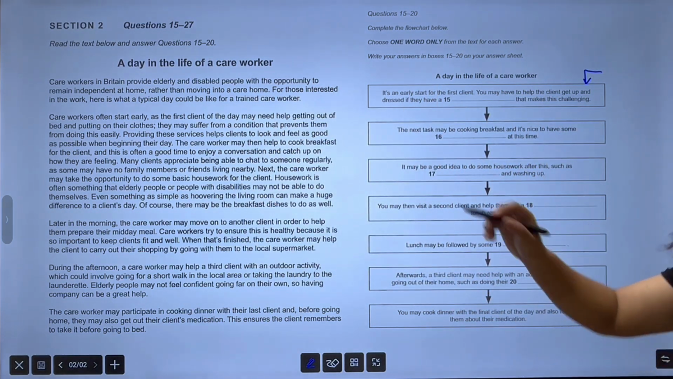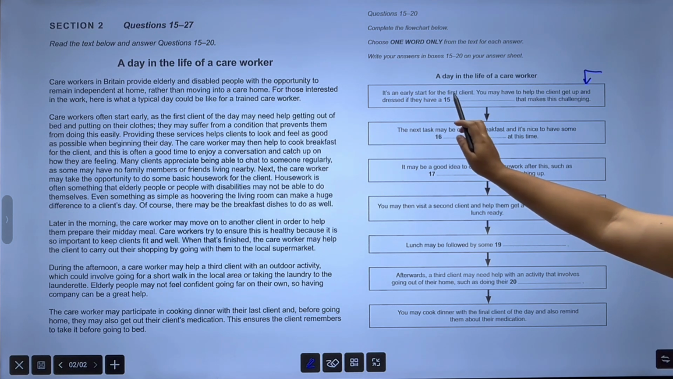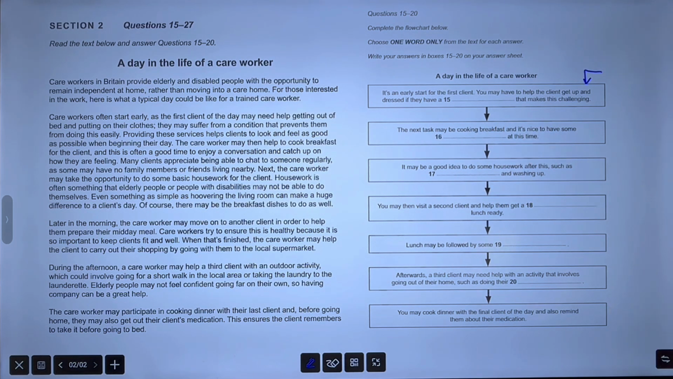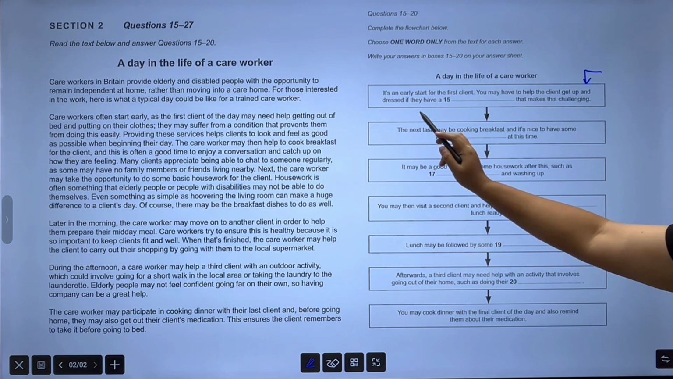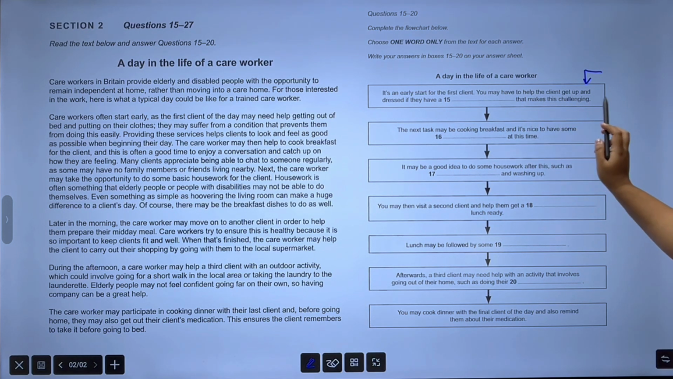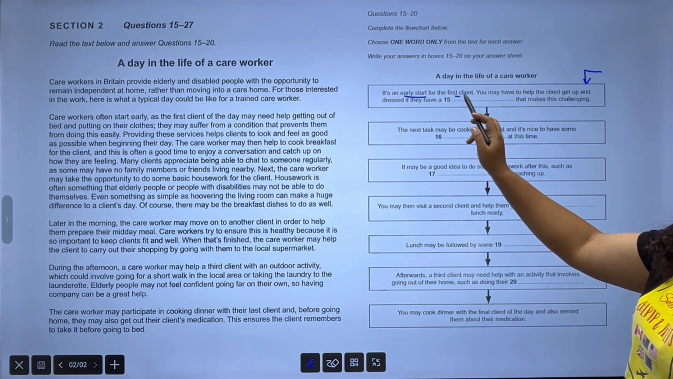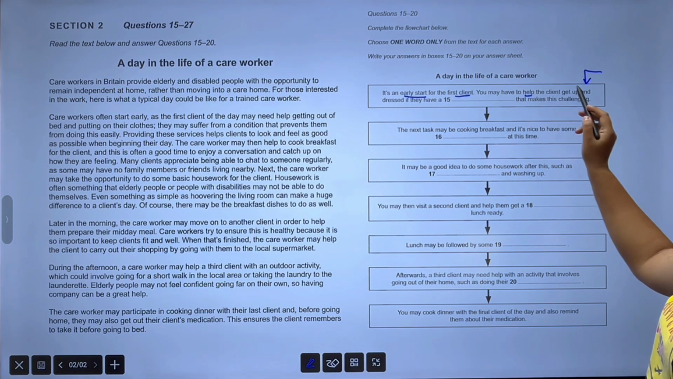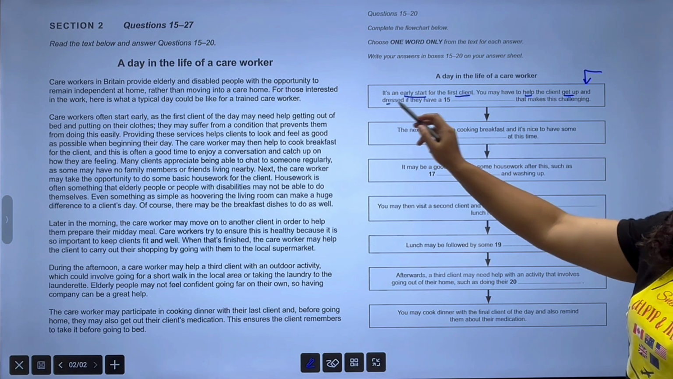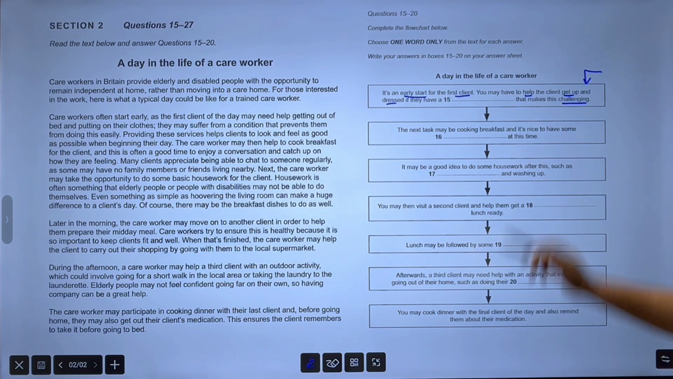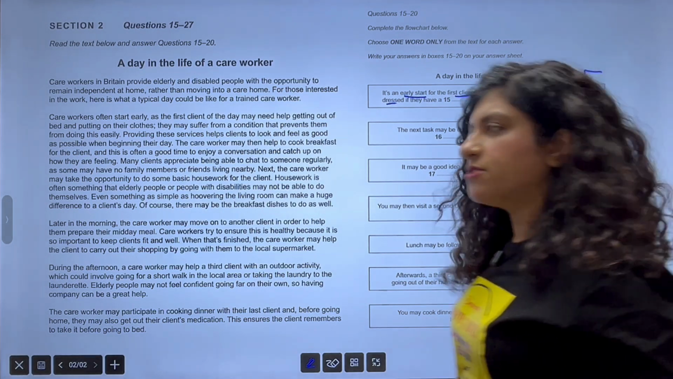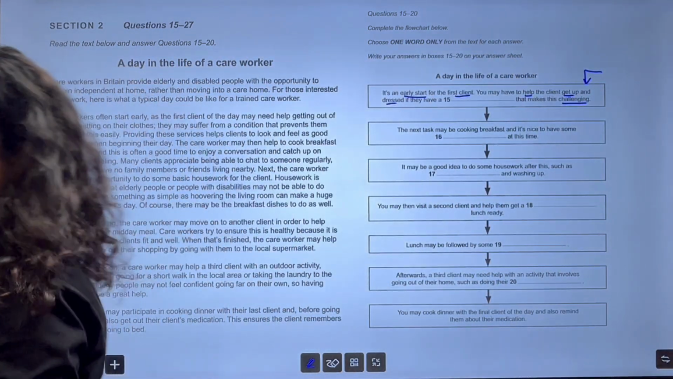So let's do that. It is an early start for the first client. You may have to help the client get up and dressed if they have a dash that makes this challenging. So my keywords are early start, first client, help the client, get up, dressed, and challenging, right? I'll be searching for these keywords in the text.